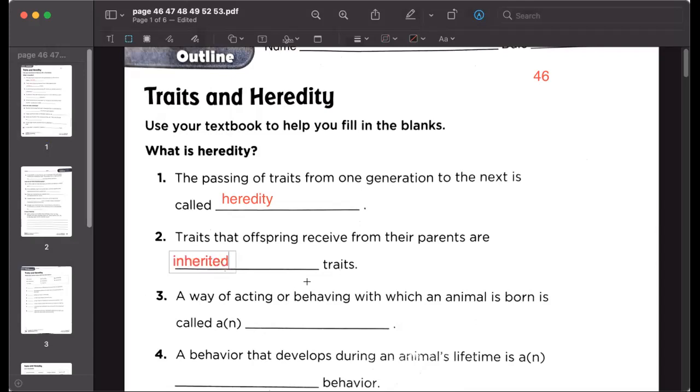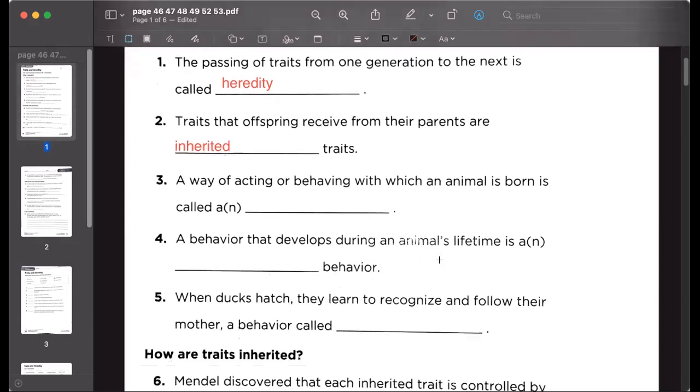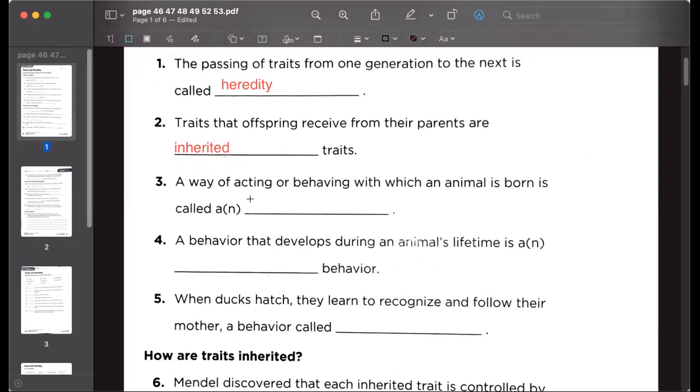Okay, now let's go to the third one. A way of acting or behaving with which an animal is born is called... Yes. So the correct option is here, instinct.